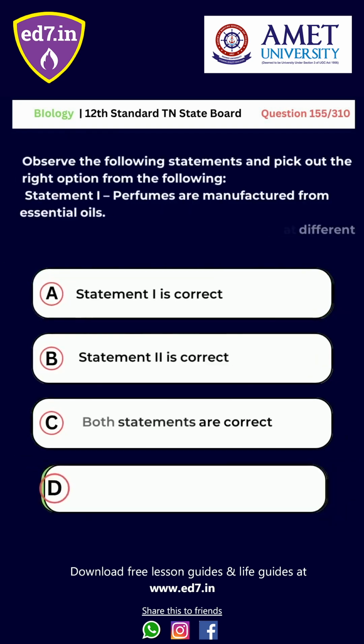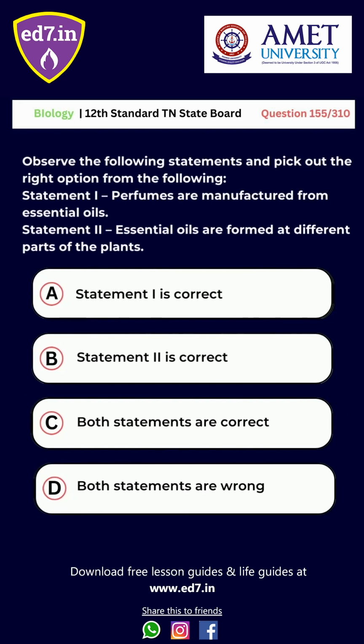Question number 155. Observe the following statements and pick out the right option from the following. Statement 1. Perfumes are manufactured from essential oils. Statement 2. Essential oils are formed at different parts of the plant. A. Statement 1 is correct. B. Statement 2 is correct. C. Both statements are correct. D. Both statements are wrong. And the right answer for this question is option C. Both statements are correct.